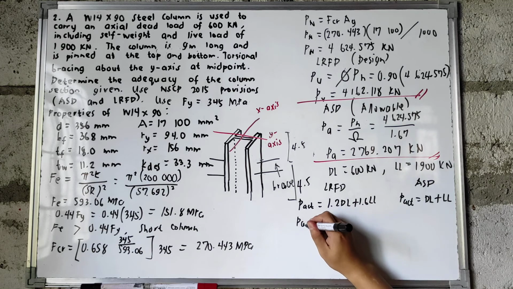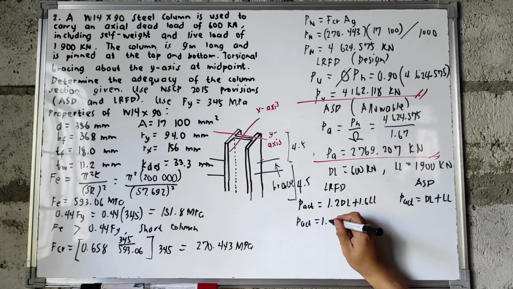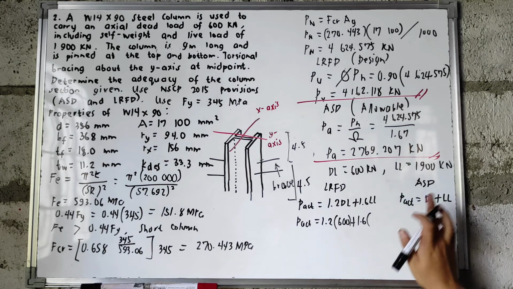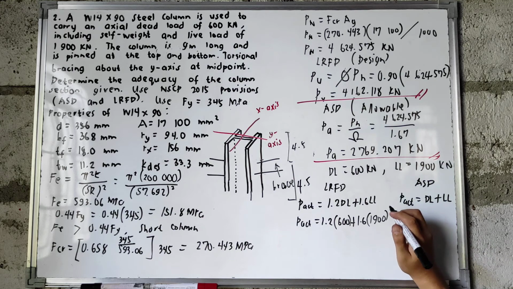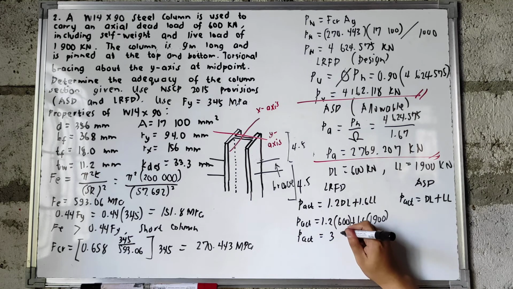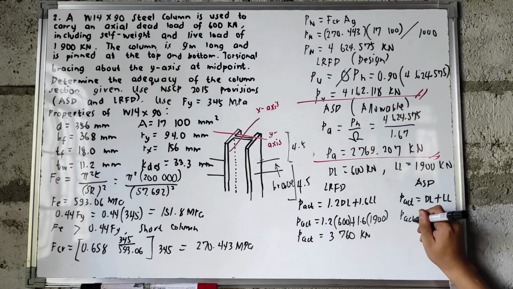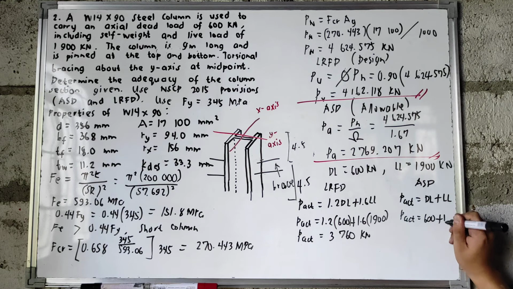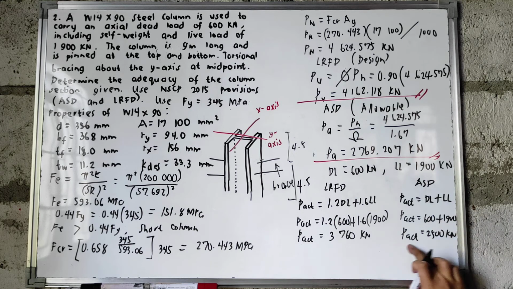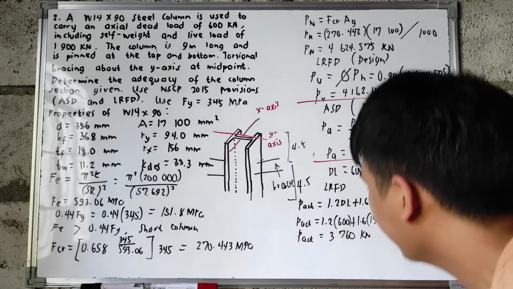So, kunin natin yung P actual natin. So, we have 1.2, yung dead load natin na 600 plus 1.6 live load na 1,900. So you will have a P actual which is equal to 3,760 kilonewton based sa LRFD. Sa ASD naman, we have 600 plus 1,900. So your P actual, that is equal to 2,500 kilonewton. So this is our actual compressive strength.